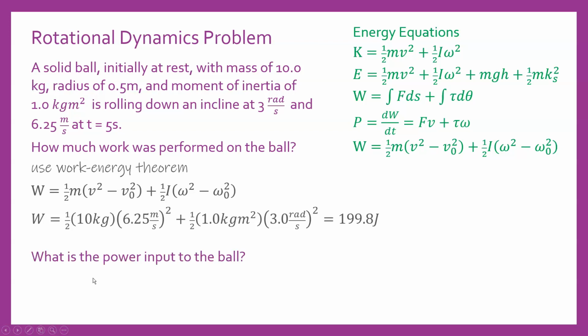As a follow-up question, what is the power input to the ball? Well, for that, we want to use our power equation. Now, we cannot use this form of it because we don't have the force and the torque, but we can use this form, the change in work divided by the change in time. So we had 199.8 joules put into the system over 5 seconds, and that comes out to 40 watts.